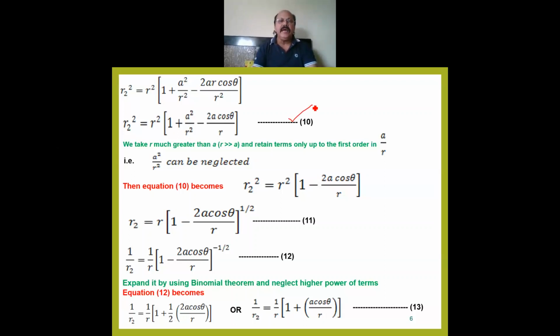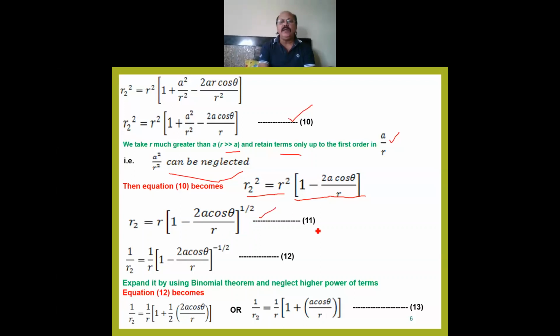Now since we are saying that r is much greater than A, that is r greater than A, in that condition we take only the first order of A upon r and neglect the higher power terms, that is, A square upon r square can be neglected, which is a very small value. Then equation 10 becomes R2 square equal to r square within bracket 1 minus 2A cos theta upon r. Now remove the square, then R2 equal to r within bracket 1 minus 2A cos theta upon r raised to the power 1 by 2.